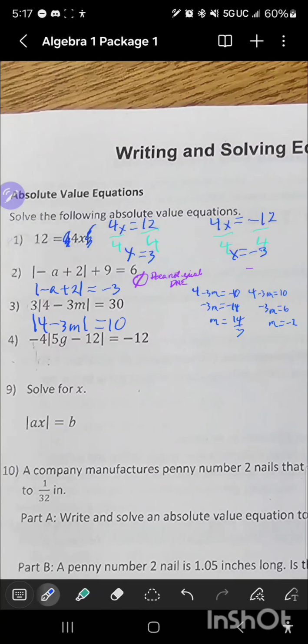Now we have this example, as I explained in the one before. We want to isolate the absolute value, so we divide both sides by -4. So -4 divided by -4 is just 1. And we leave the absolute value as 5g minus 12 equal -12 divided by -4. Since they have the same sign, it's going to be positive, and 12 divided by 4 is just 3.